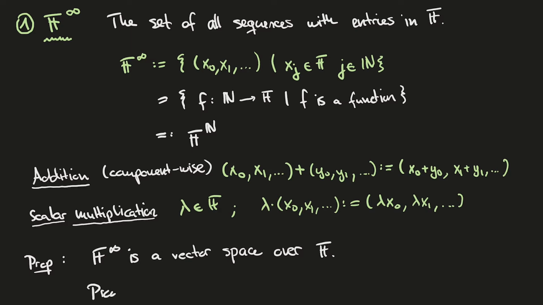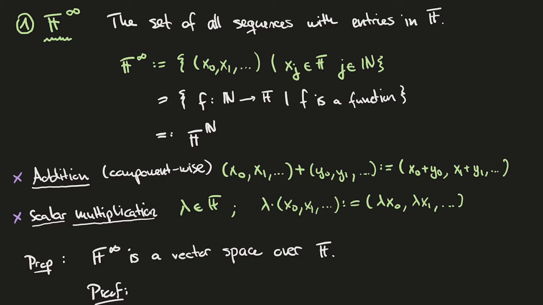For the proof of this proposition, we need to make an observation, and that is that for each component of a sequence in F infinity, the addition and the scalar multiplication are defined precisely in the same way as they were in F^n. And now if we recall how we proved the properties for F^n to be a vector space, what we did was we chose an arbitrary component and then showed that that property held for that component, and then generalized the statement that this property holds for all the components and thus for the element in F^n.